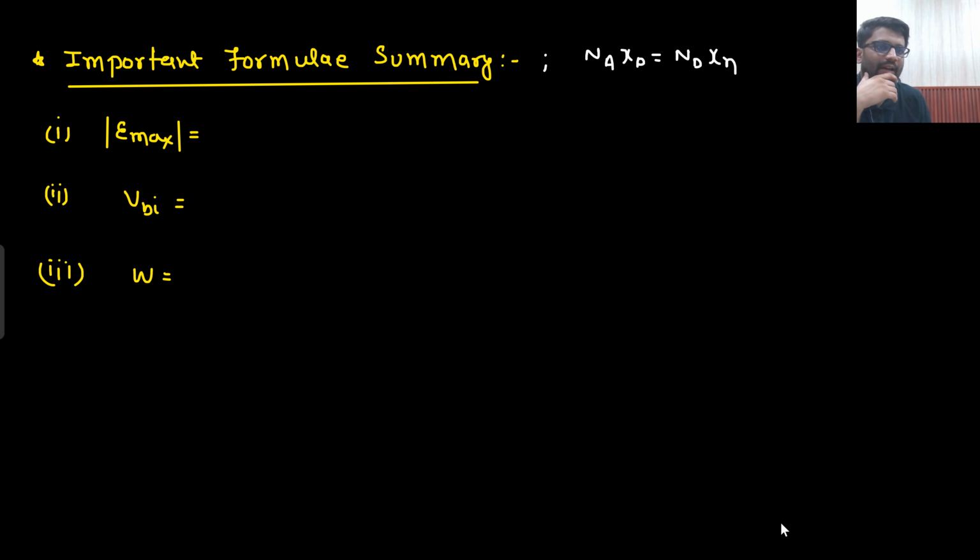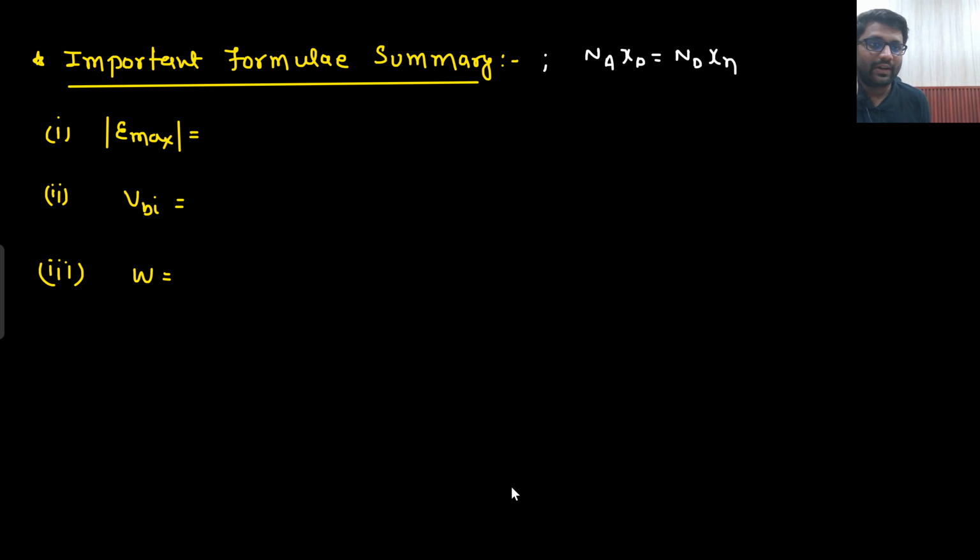Is that tough to remember? Absolutely not. Na into Xp equals to Nd into Xn. Total positive charge here, Q into Na into A into Xp. So Na into Xp equals to Nd into Xn. Not very tough to remember, very simple thing, right?